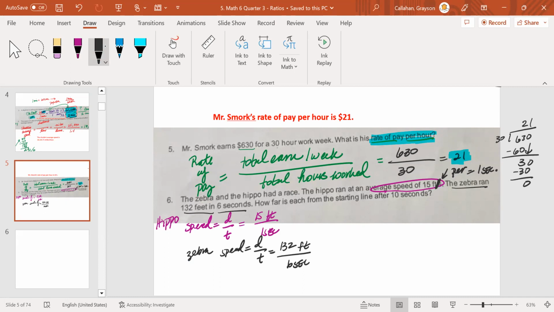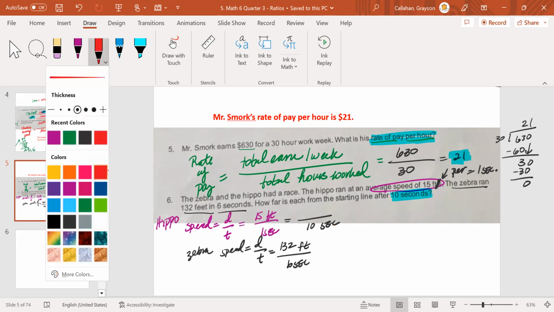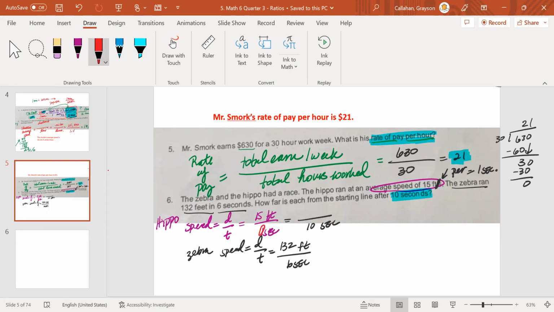So it says, how far is each from the starting line after 10 seconds? This is an interesting question. How far do they run after 10 seconds? Well, the hippo is running 15 feet in 1 second. So if I want it in 10 seconds, how do I get from 1 to 10? What did I multiply here? 1 times what gives me 10? So what's 15 times 10?